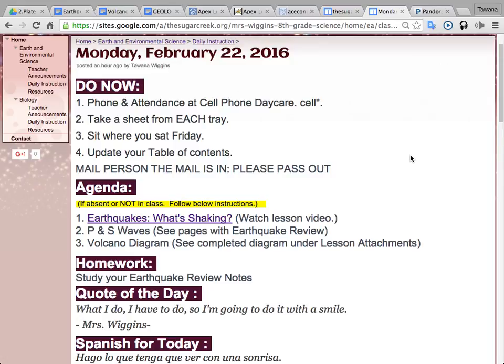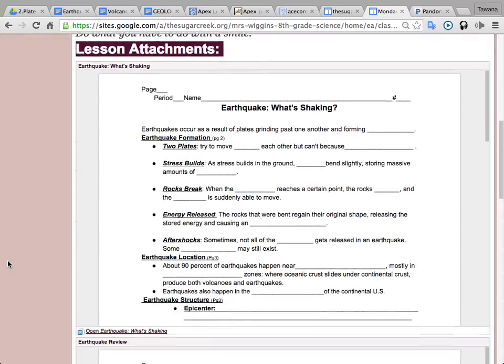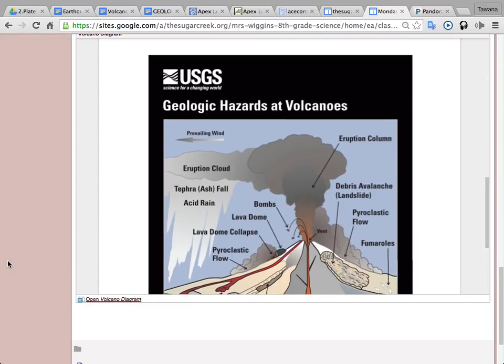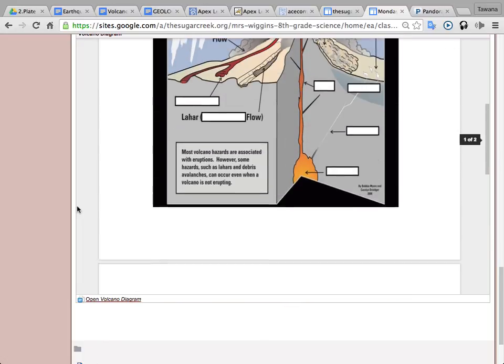And S waves. We're going to go over that. And you've already copied down your volcano diagram that was projected on the screen, which is also in the lesson attachments. If you lose yours for some reason, you need to reprint it. It is there for you. Do not forget that the blank copy is in lesson attachments. So if you go to lesson attachments, you see the blank copy.